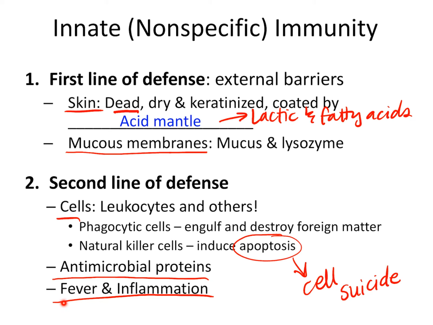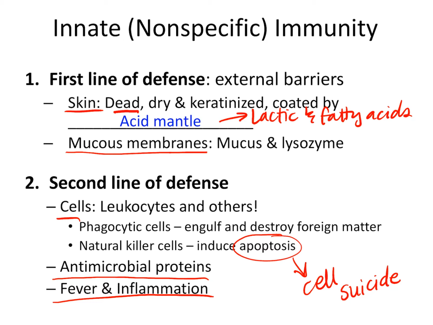Fever is going to be this general increase in body temperature. And then inflammation is essentially going to be a very localized defensive response to any sort of tissue injury. So we'll talk a little bit more about that and what causes some of the cardinal signs of inflammation, such as heat, swelling, etc.